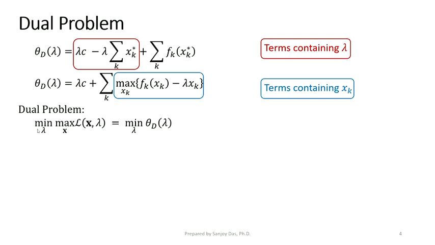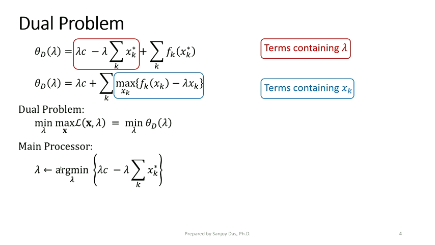And let me tell you, we've shown that in this case, theta d of lambda star will be equal to theta p of x star. In other words, strong duality holds in this case. So min max will be the same as max min. If we swap max over x and min over lambda operations, then we'll get the same result. Anyway, so this is the dual problem.